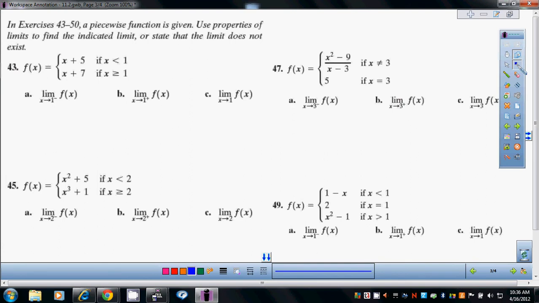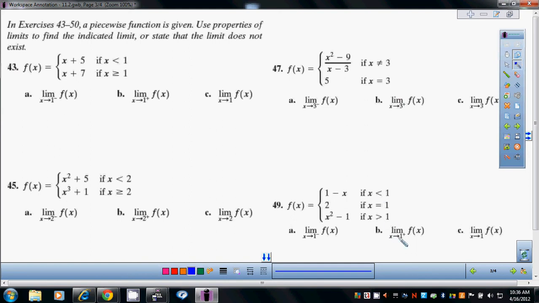So let's look at 49 first. The reason I'm starting with 49 is that it contains something that I said we will absolutely never need when looking at limits. Actually, let me read the directions before I jump straight into what I think we're doing. Okay, use properties of limits to find the indicated limit.